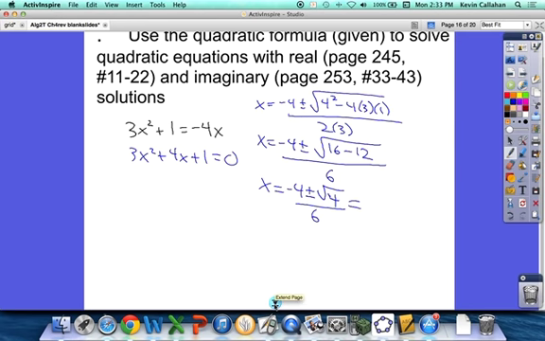Okay, so the fact that that's the square root of 4, which is a perfect square, tells you this was factorable. If we would have done it, it was factorable. So that is negative 4 plus or minus 2 over 6. So how do you simplify? How do you deal with the plus or minus symbol?